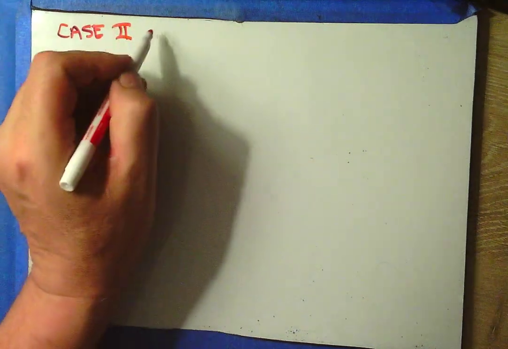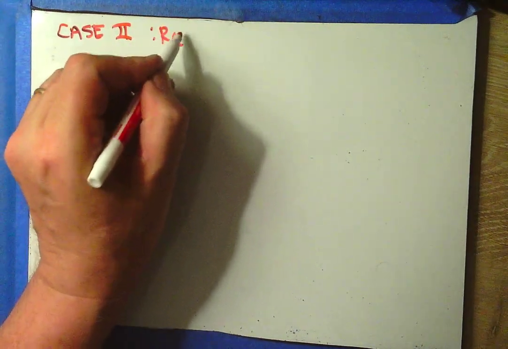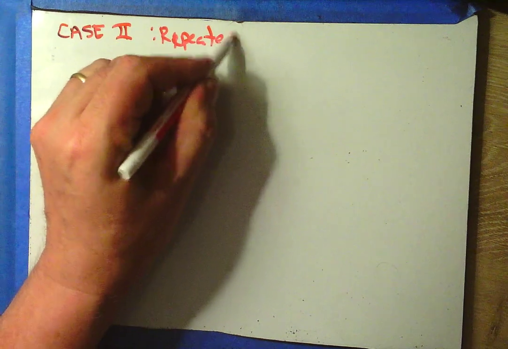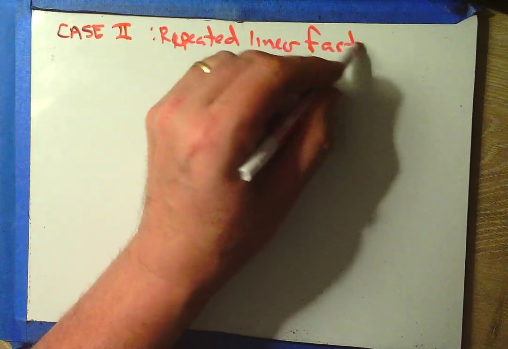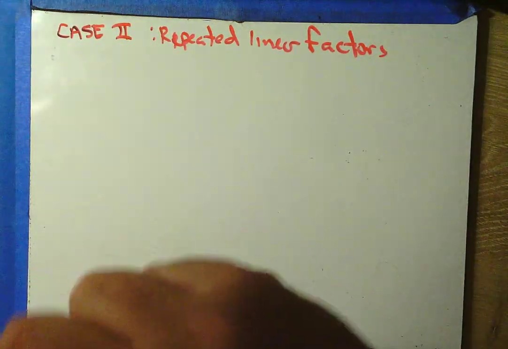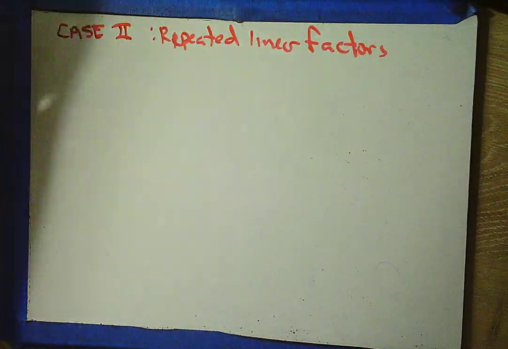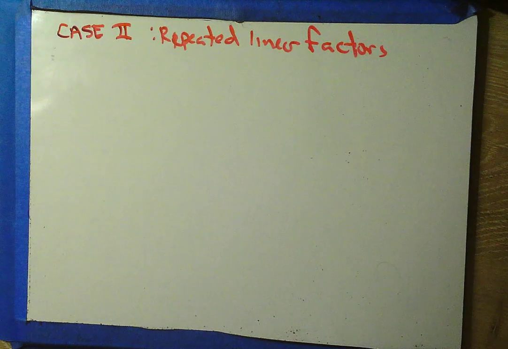Now, I mentioned that there were 4 cases, and case 1 was non-repeated linear factors. Well, case 2 is repeated linear factors. And what do I mean by that? I mean the factor has a multiplicity greater than 1.